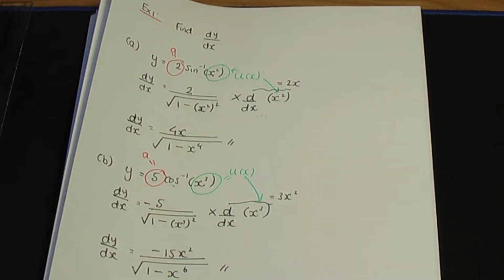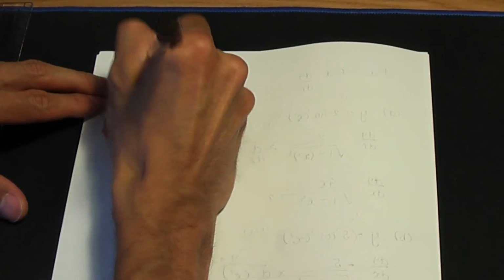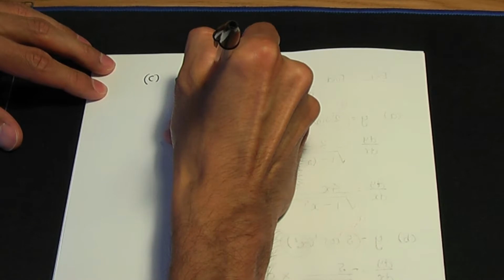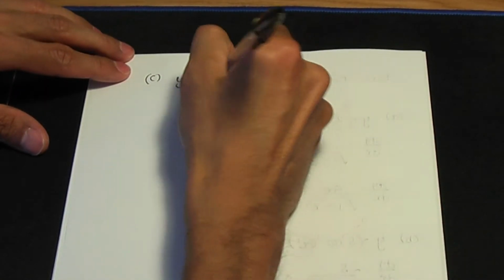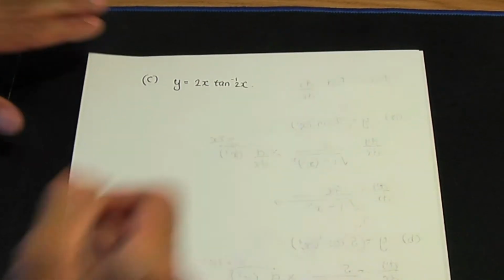Okay? So that completes this example. Right, let's try another one. Here is part C. Let's differentiate y is equal to 2x tan inverse 2x. So y is equal to 2x tan inverse 2x.